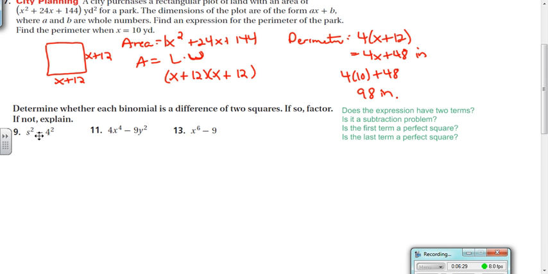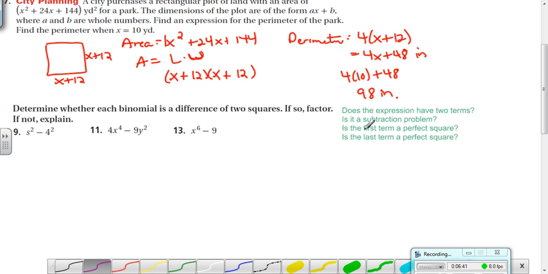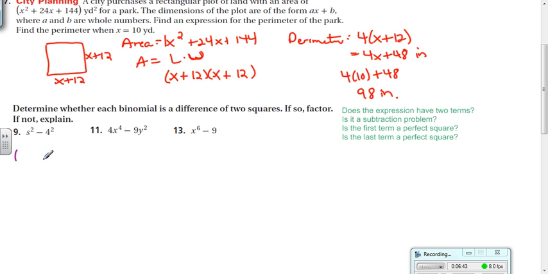Okay, so on number 9, you have s squared minus 4 squared. So ask yourself, does the expression have 2 terms? Yes. S squared is the first term, 4 squared is the second term, so it's got 2 terms. Is it a subtraction problem? Yes, it has a subtraction sign. Is the first term a perfect square? Well, does that mean, can I split it up into the same thing? S squared splits up into s and s. So yeah. 4 squared is really 16.